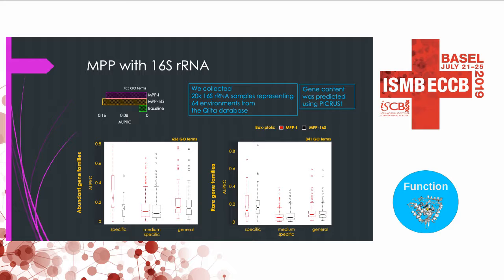So the results show that in the case of abundant gene families, MPPI with whole metagenomes did perform better. But in the case of rare gene families, the advantage of MPPI diminished, which confirmed our hypothesis.